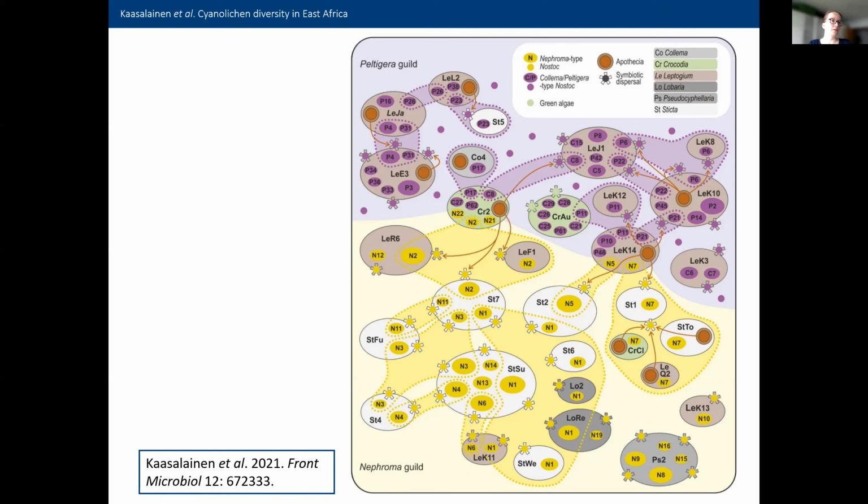So for example, here you can see that Sticta sublimbata actually shares its cyanobiont variants with several other Sticta species like Sticta fuliginosa and Sticta weigelii, and some Lobaria species, and then one Leptogium species. And also this has recently been published, so if you're interested in this topic, you can take a look at the actual publication.